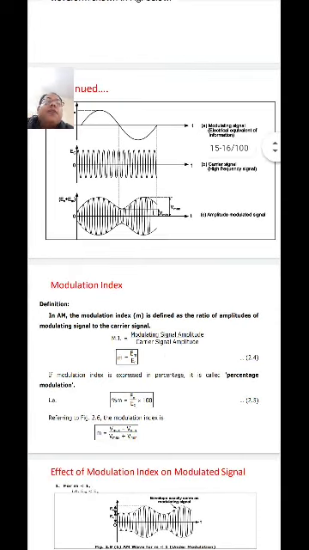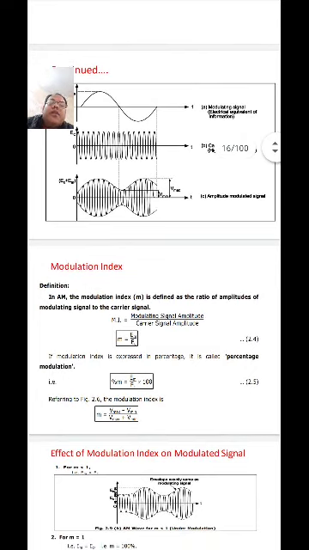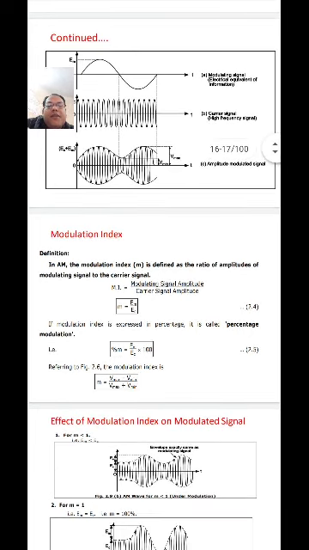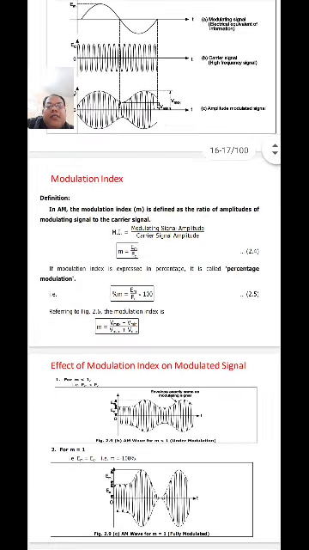And then comes the modulation index. What is modulation index? Modulation index indicates the quality of the signal. It is the ratio of the modulating signal amplitude to the carrier signal amplitude. If the modulation index is expressed in percentage, it is called percent modulation. That is, m = (Vmax - Vmin) / (Vmax + Vmin).